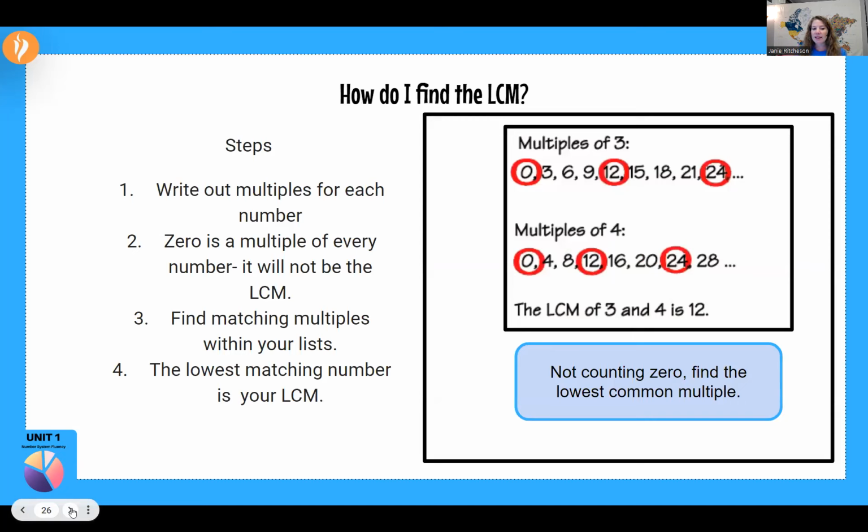One way you can find the least common multiple is just simply write out the multiples of each number. For example, they did the multiples of 3 and the multiples of 4. And then you're going to circle the least common multiple, and 0 doesn't count, just like 1 doesn't count as a factor. I mean, 1 is a factor of every number, but when you're trying to find the least common multiple, the smallest number they both have in common besides 0 is 12. So the least common multiple of 3 and 4 is 12.